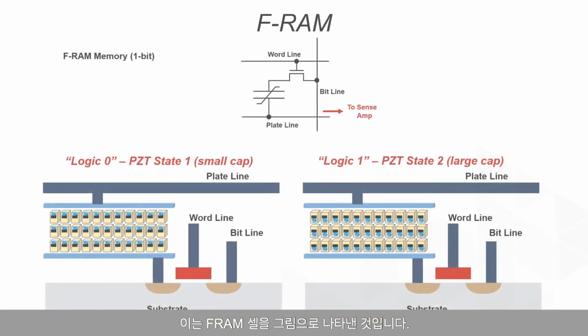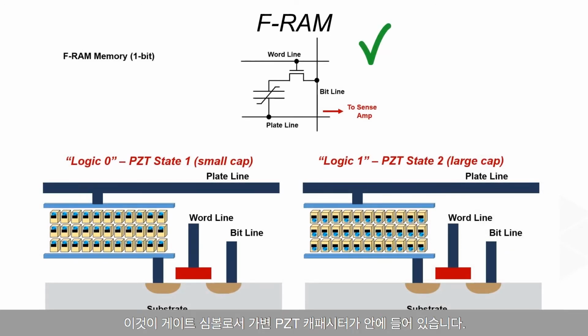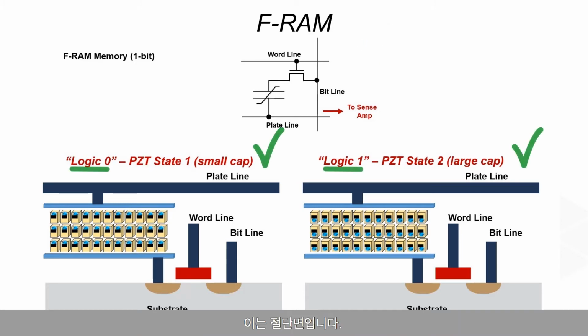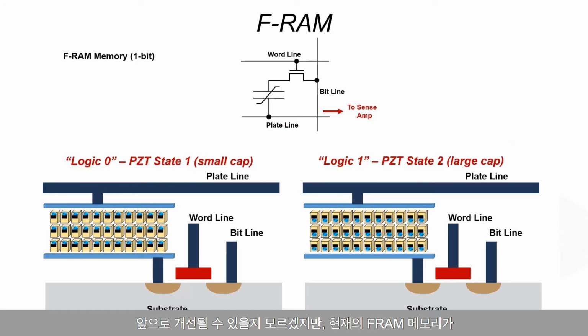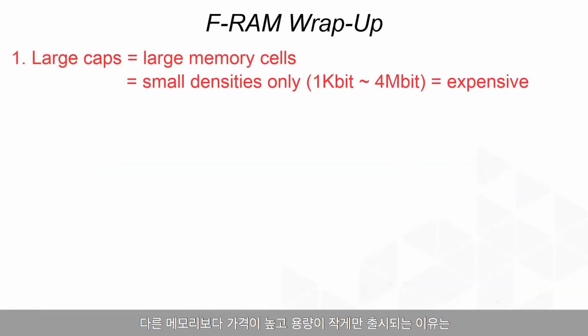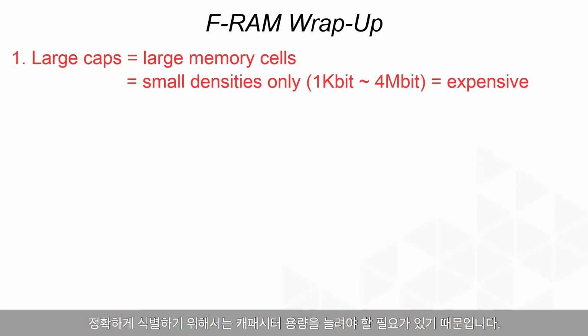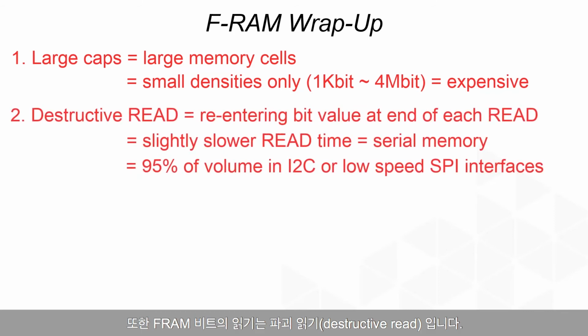This is what an FRAM cell looks like. This is the gate symbol with the variable PZT capacitor, and this is a cross section. Maybe this will be improved, but today the reason FRAM memories are priced higher than about every other memory type, and the reason FRAM is only available in these very small densities, is because this capacitor has to be big enough for a sense amp to measure enough charge on the capacitor plates to tell the difference between a 1 and a 0 accurately. Also, reading the FRAM bit is destructive.